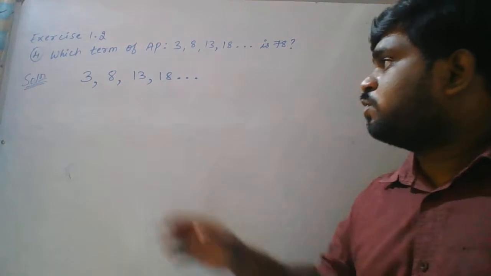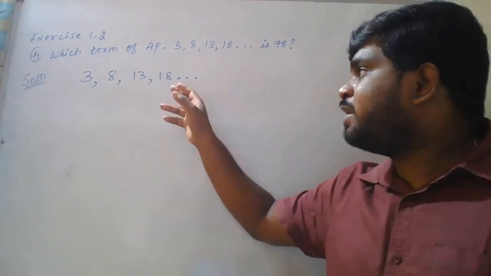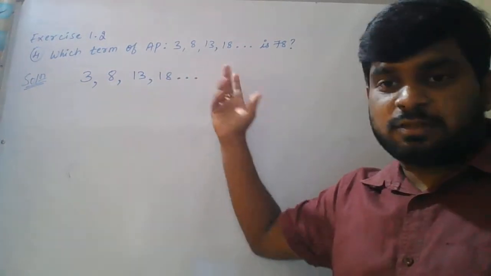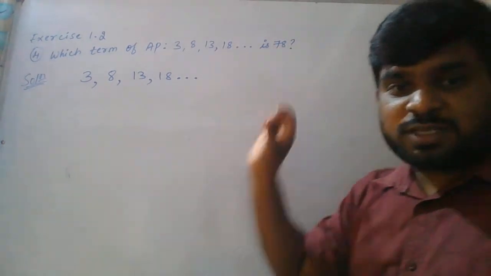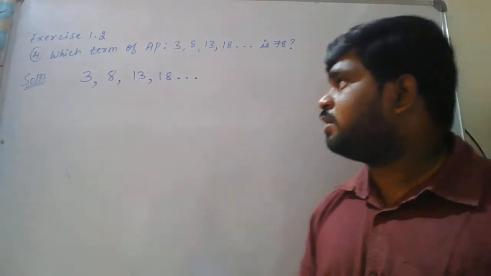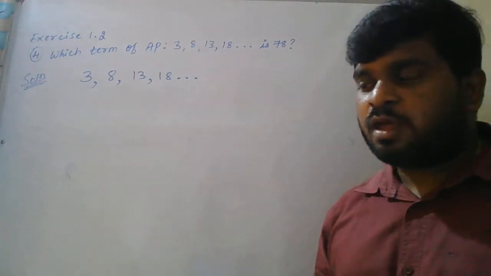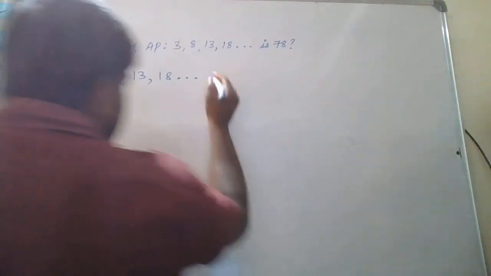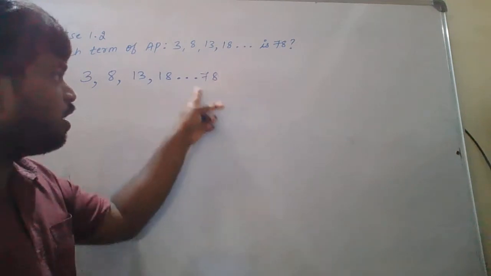So 3 is in the first place, 8 is in the second place, 13 is in the third place, 18 is in the fourth place. Similarly, we have to find in which position this 78 comes. Which term of the AP is 78? As you keep going, somewhere you're going to get 78.